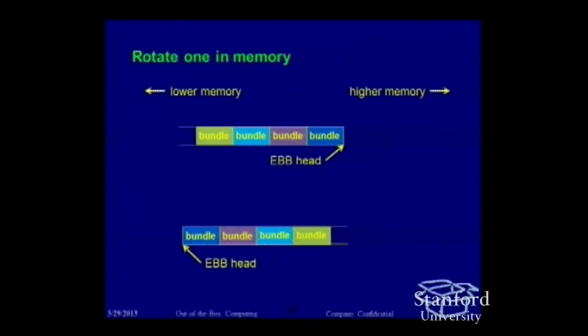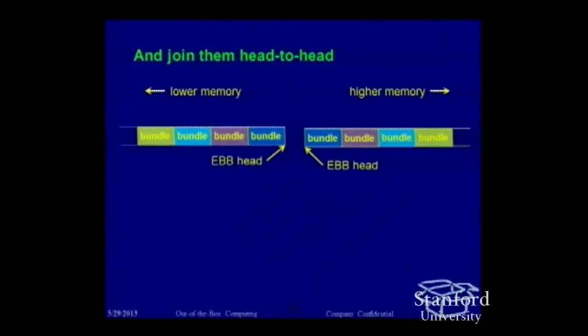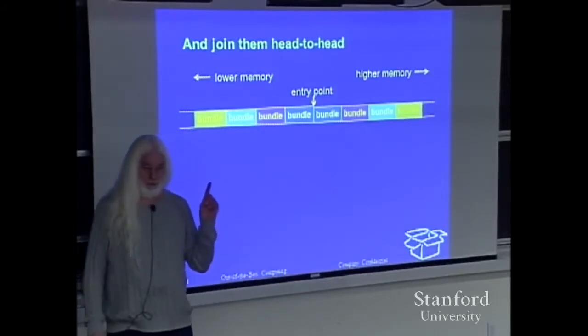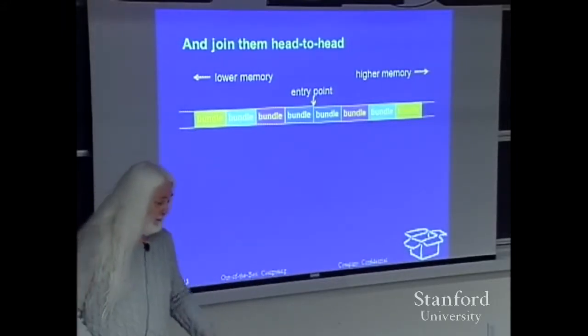Now, join them together head to head. The entry point of both, the dark blue bundle, is now at the same address. It's just that they decode in the opposite direction. Consequently, the branch problem is solved. You branch here. You branch both programs there. And one goes one way and one goes the other way.